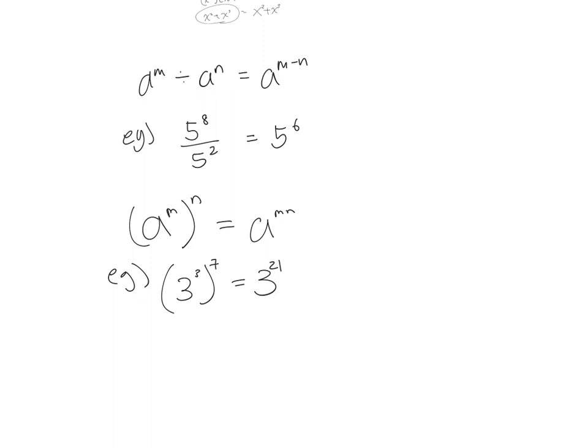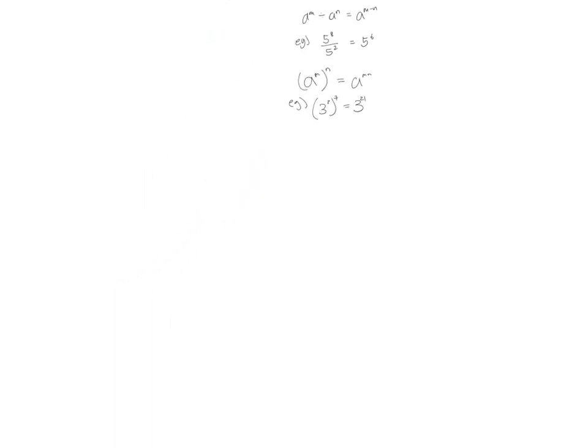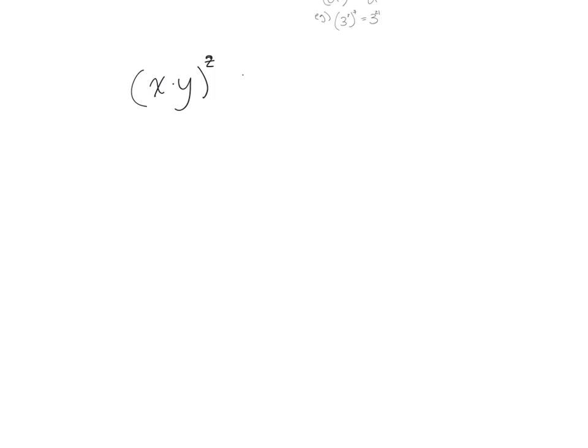And then another one is when you have brackets. So if I have, let's say, x times y in brackets, and I have a power of z, a number, I'm going to apply that z to each term in here, so each variable in there. So I have x to the z times y to the z in this case.